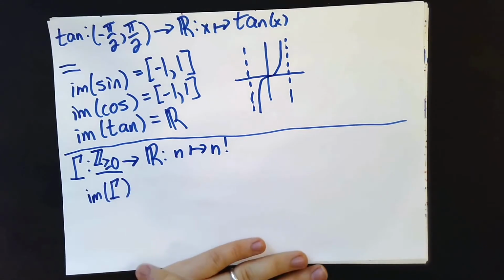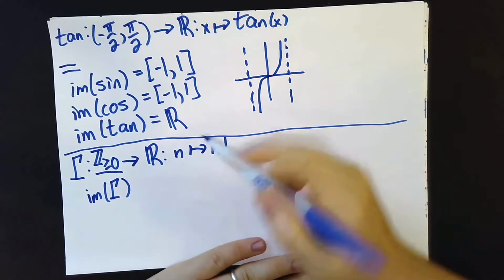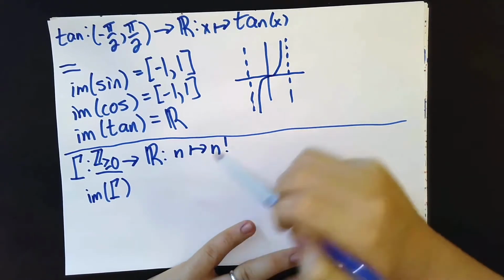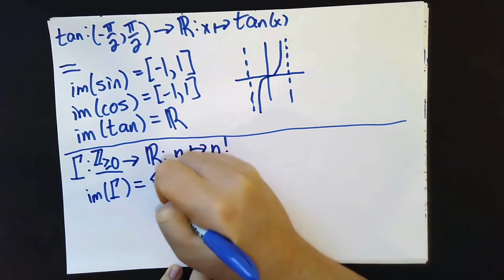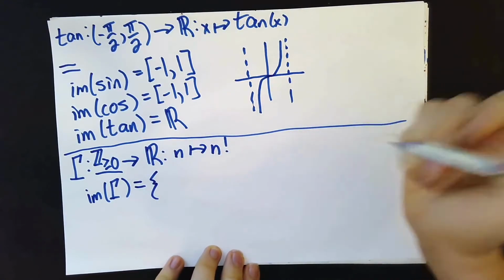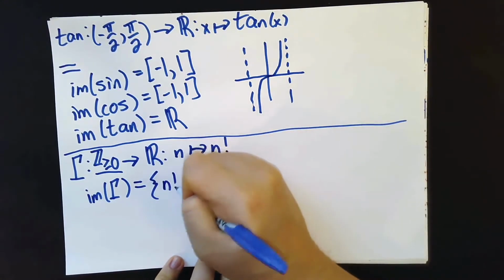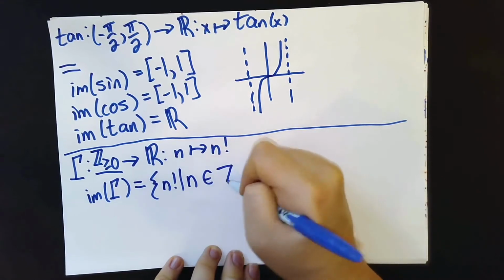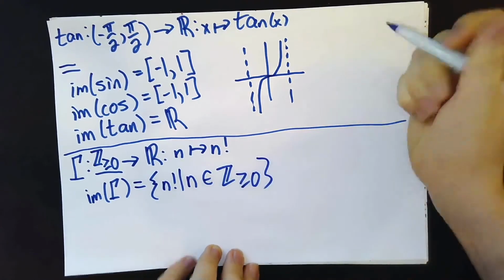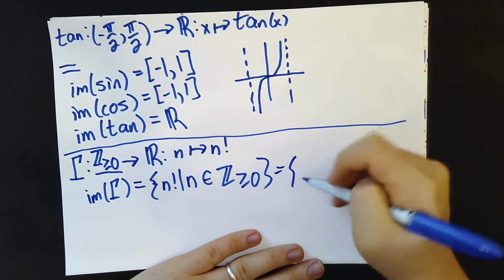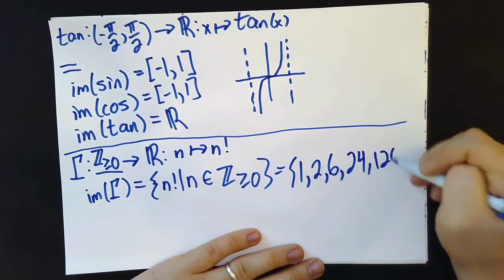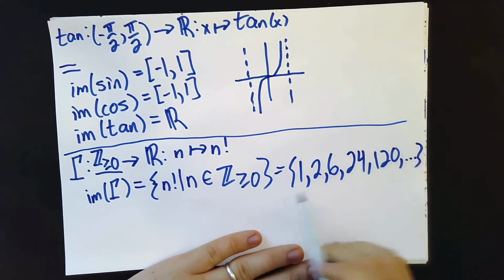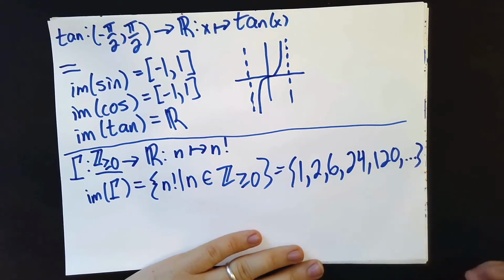Now, the image of this function is actually even stranger, because how do I describe the set of things that are outputs of the factorial function? Well, I really have no choice but to write that it's really the set of n factorial for n in Z greater than or equal to 0. There is no better way to describe this set 1, 2, 6, 24, 120, etc. This is really the best description of this set that you're going to find.